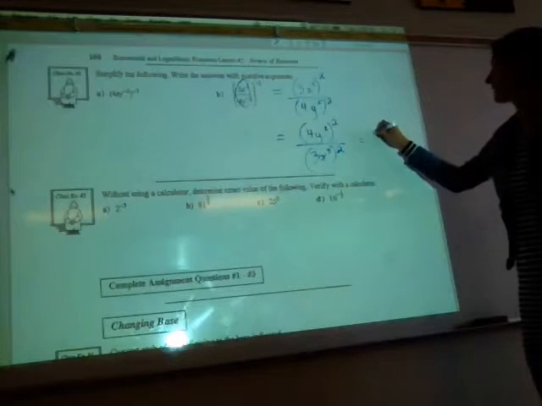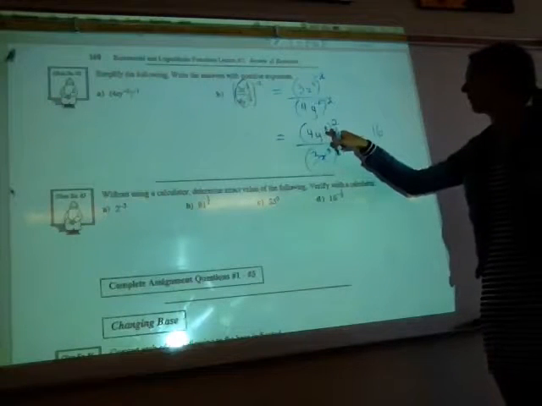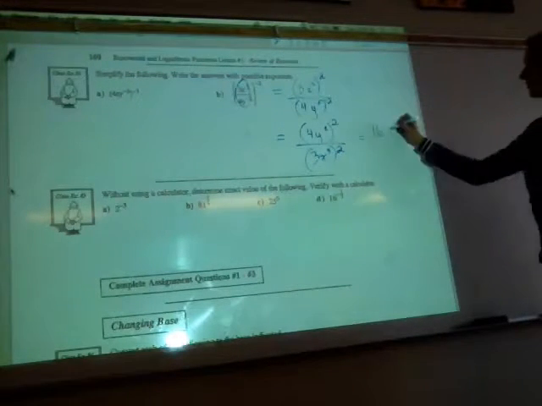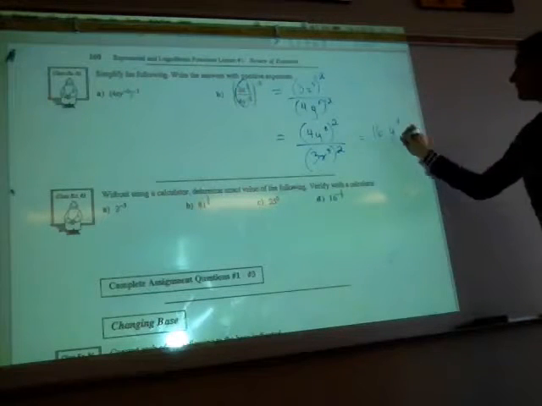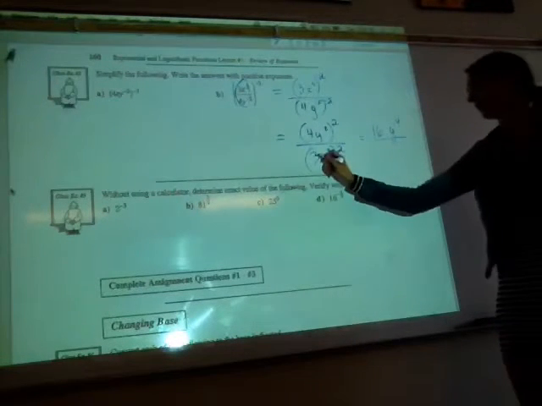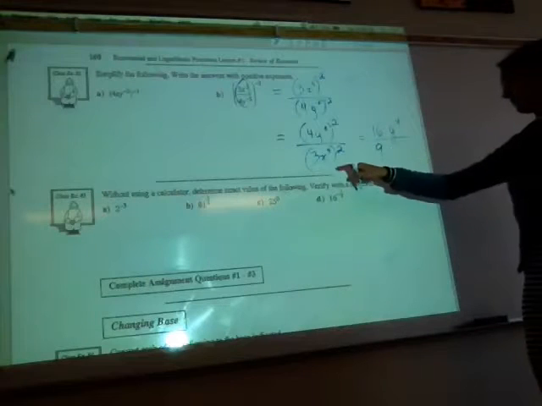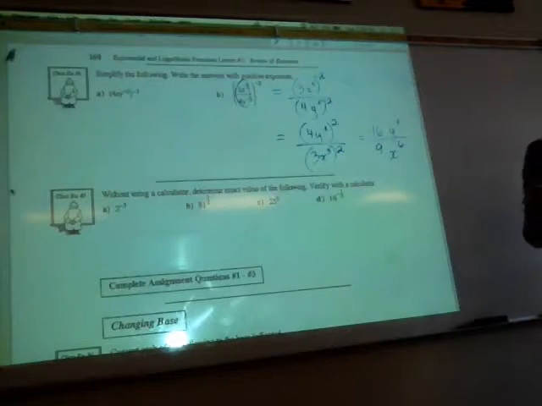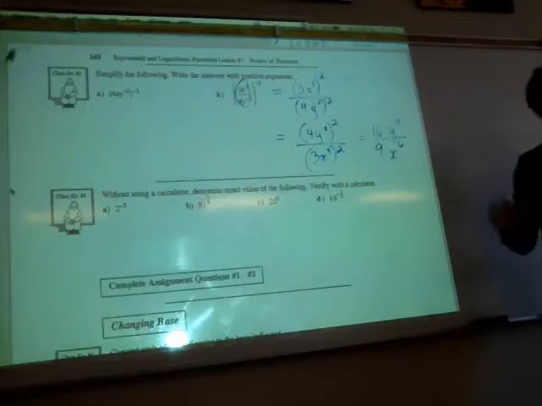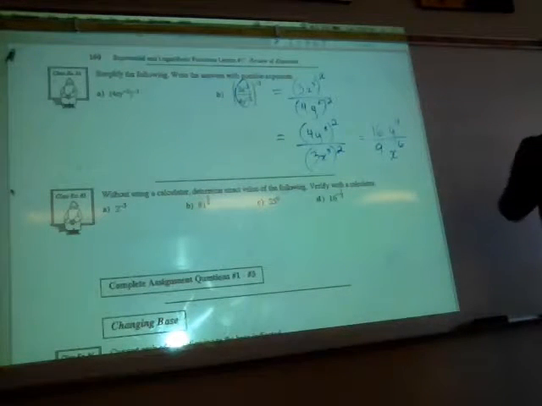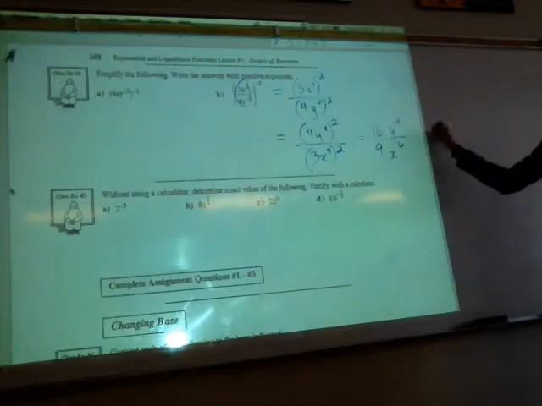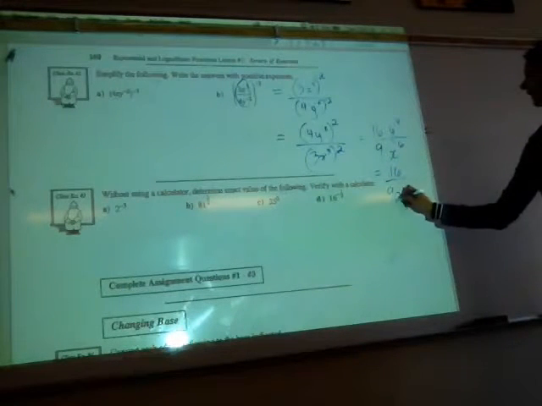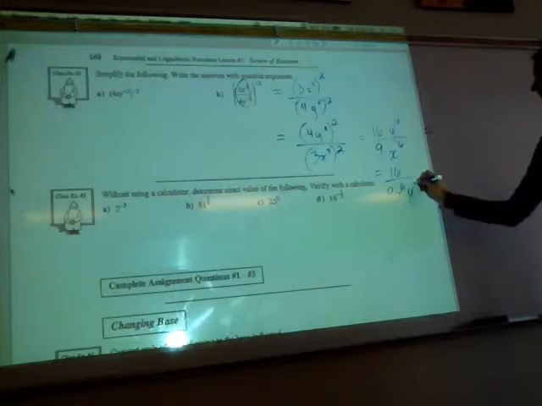4 squared, I get 16. y to the power of negative 2 to the power of 2, we multiply those exponents, so I get y to the power of negative 4. And in the denominator, 3 squared is 9. x cubed squared is x to the power of 6. One last change: we have to move that y to the power of negative 4 down to the denominator. So we get 16 over 9 x to the power of 6, y to the power of 4.